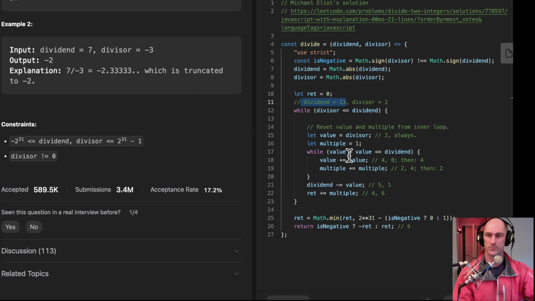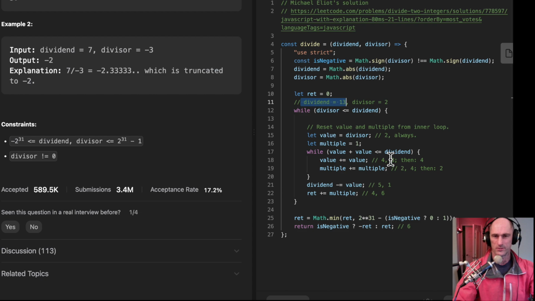So for example, 1 plus 1 is 2. 2 plus 2 is 4. So our multiple from 1 plus 1 would go from 1 to 2. 2 plus 2 being 4, and then that would double as well. So then that would be 4. That would only be the case if the value was 1, but still the multiple is always going to double from 2 to 4 to 8, 16, and so on. While value plus value is less than the dividend.